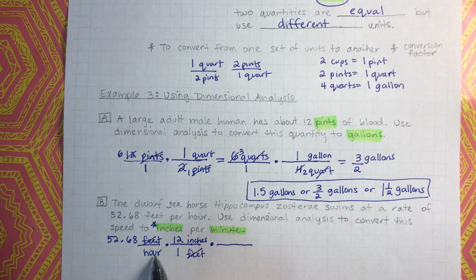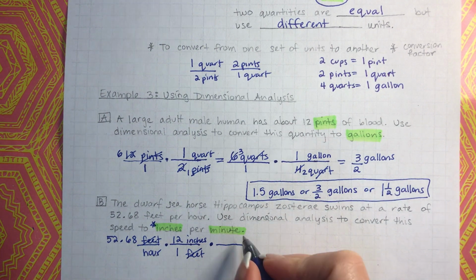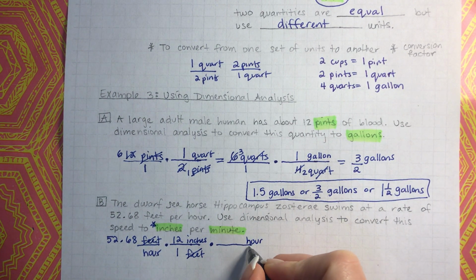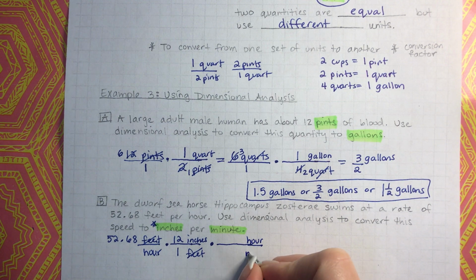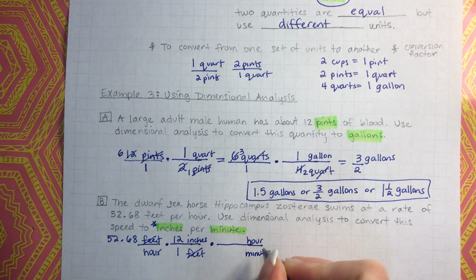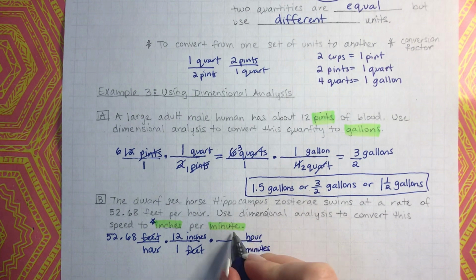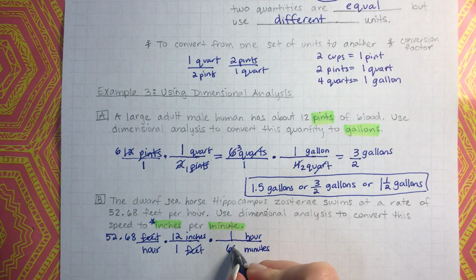So remember, right now, is the hour on the bottom of the fraction or the top? And it's on the bottom, so it means we have to put it on the top, right? And then we put the minutes. So this is our conversion factor. These are the two things that are the same, right? 1 hour is the same thing as 60 minutes.